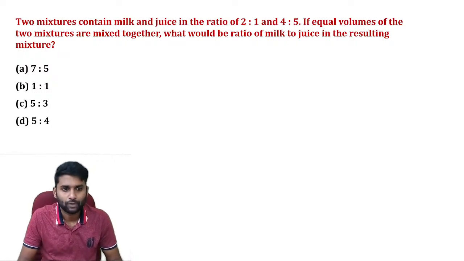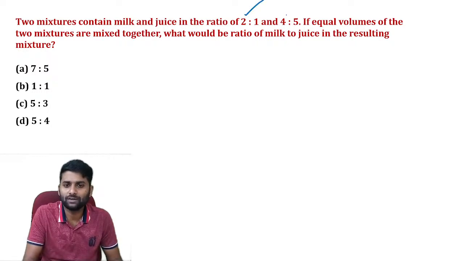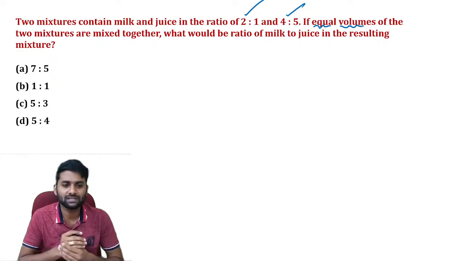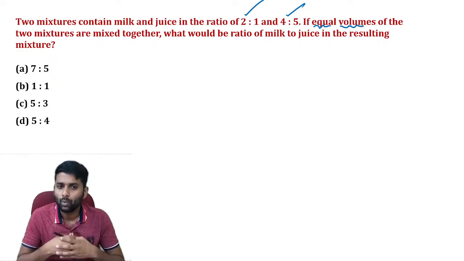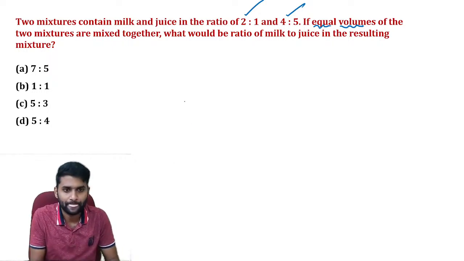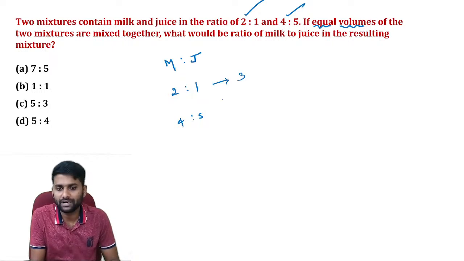See this question. Two mixers contain milk and juice in the ratio of 2 is to 1 and 4 is to 5. If equal volumes of the two mixers are mixed together, what would be the ratio of milk to the juice in the resultant mixer? Here, the initial ratio is 2 is to 1 and 4 is to 5. Here total quantity is 3 units, here total quantity is 9 units.